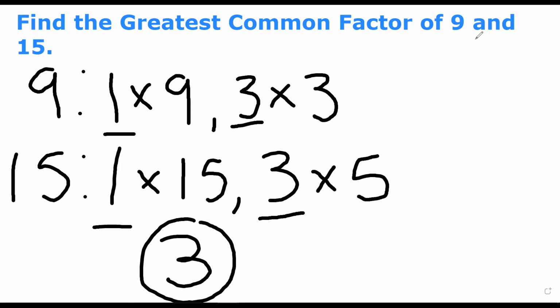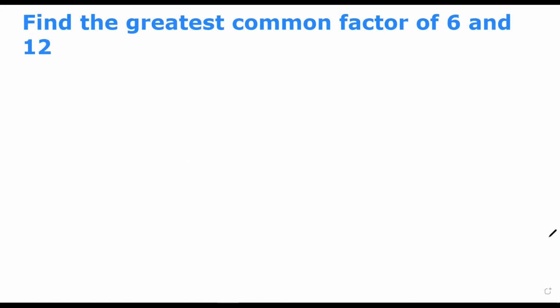Let's try another example. You may have been wondering in the previous example why it is necessary to write 1 times 9 in the list of factor pairs for 9 and 1 times 15 in the list of factor pairs for 15. This is because sometimes the greatest common factor of a number can be the number itself. Here is an example of that. Let's find the greatest common factor of 6 and 12.